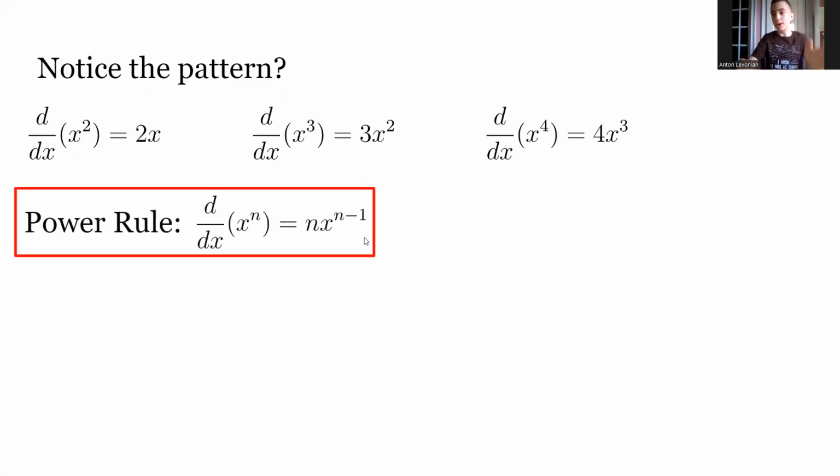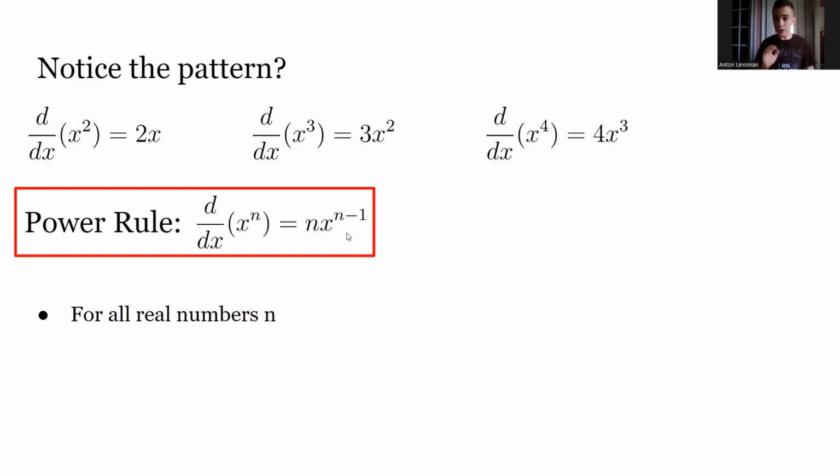So this generalizes actually to higher order derivatives. If you have the derivative of x to the n, where n is any number, not just 2, 3, and 4, then the derivative is you bring down the n, and then you subtract 1 from here. So it's n times x to the n minus 1.